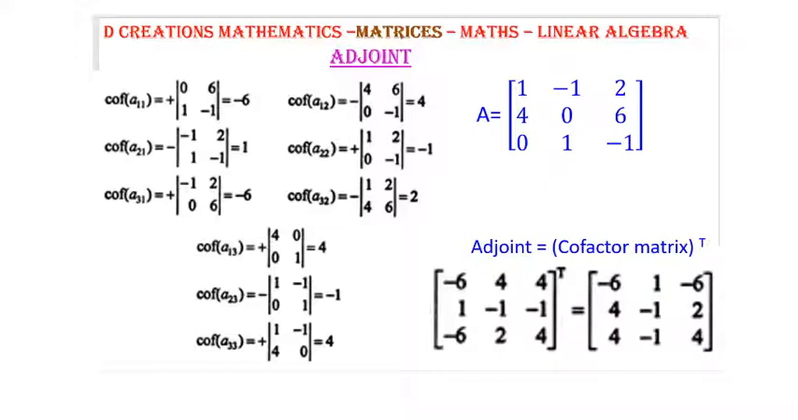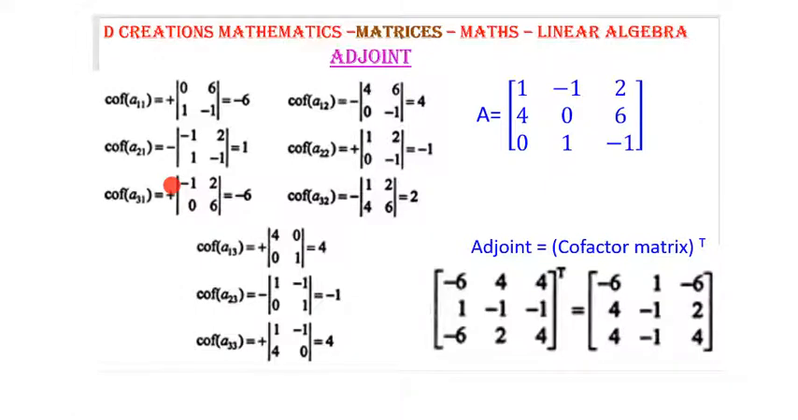All right. Let's go to A31. Row 3, column 1. So exclude row 3, exclude column 1. What are you left with? Minus 1, 2, 0, 6. Now I'm sure whenever you get this 0, you're going to be happy because this product anyways is going to be 0.